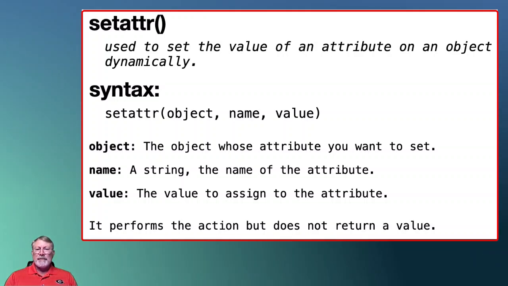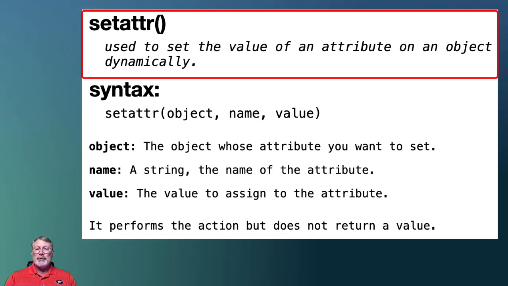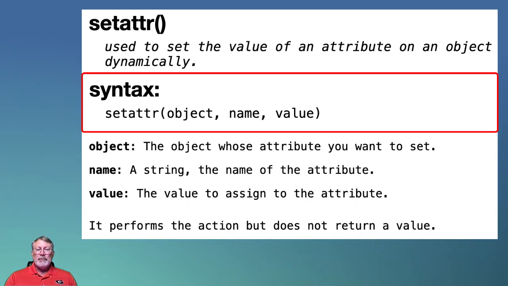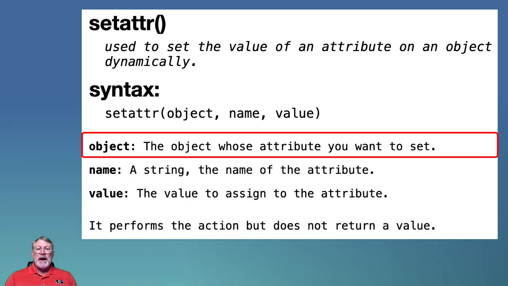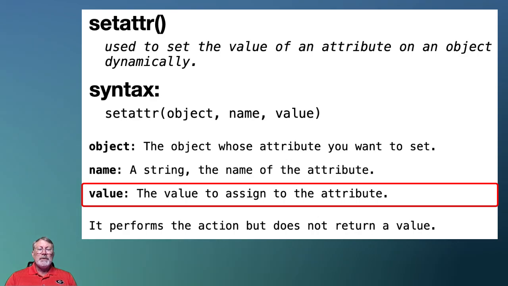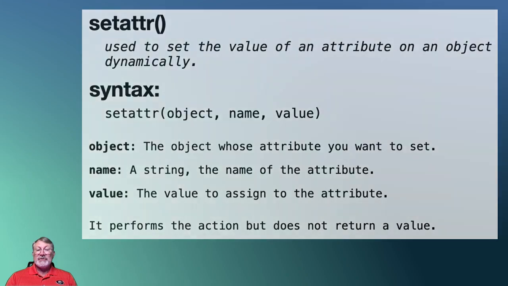What is the setattr function? It's a Python built-in function that sets the value of an attribute on an object. Here's the syntax: setattr with arguments object, name, and value. Object is the object whose attribute you want to set. For name, provide the name of the attribute as a string. And for value, provide the value that you want to assign to the attribute. The function doesn't return anything, but it does modify the object in place.